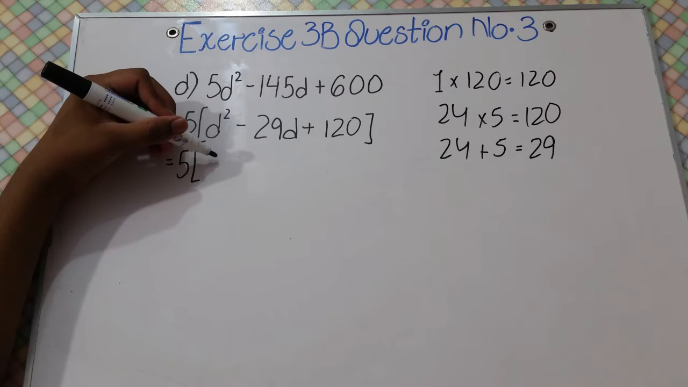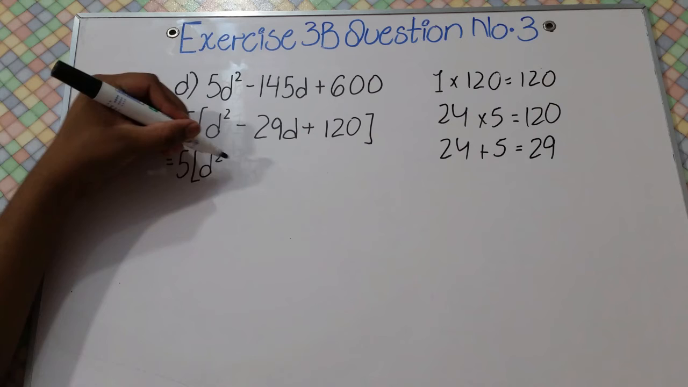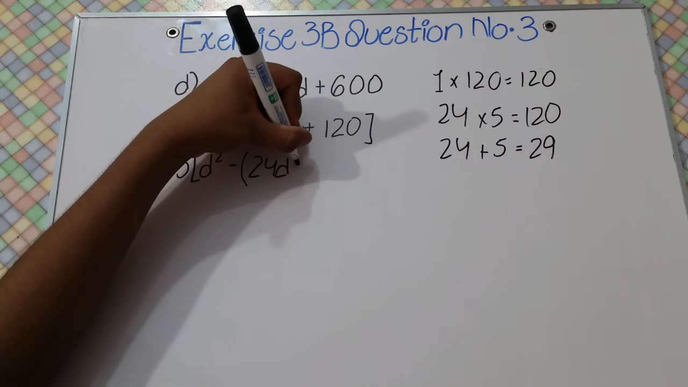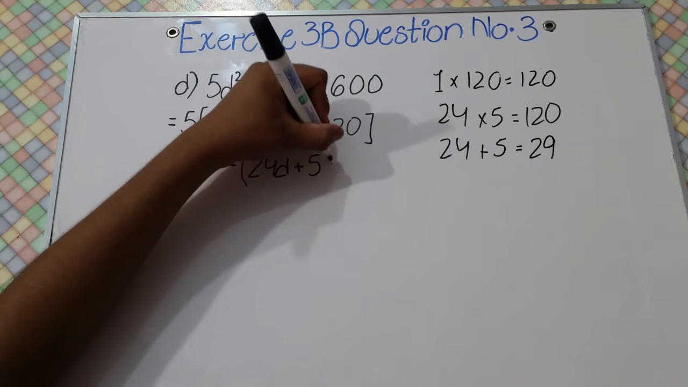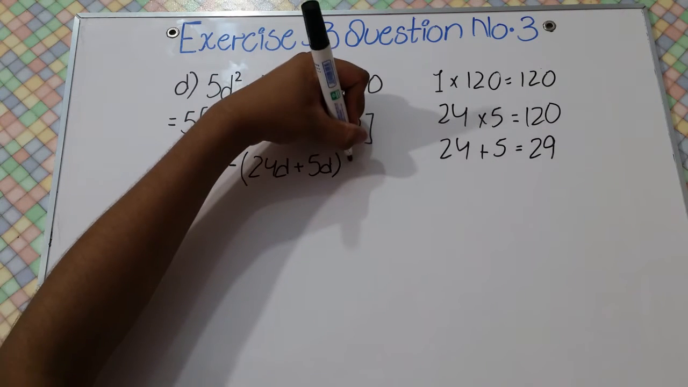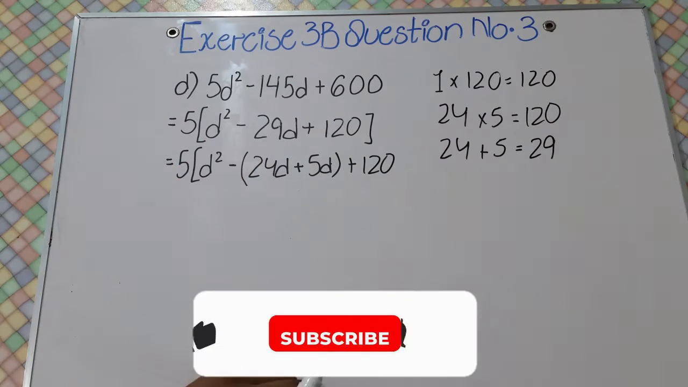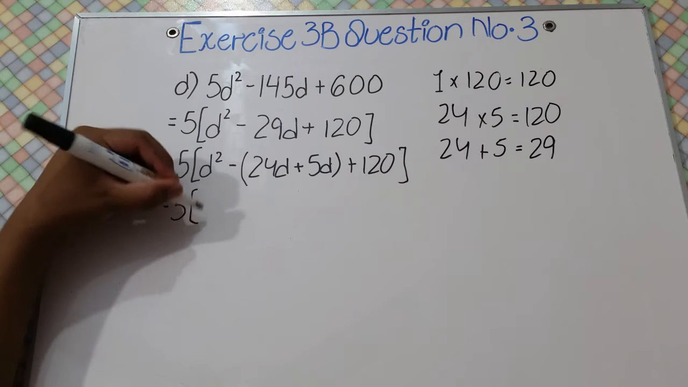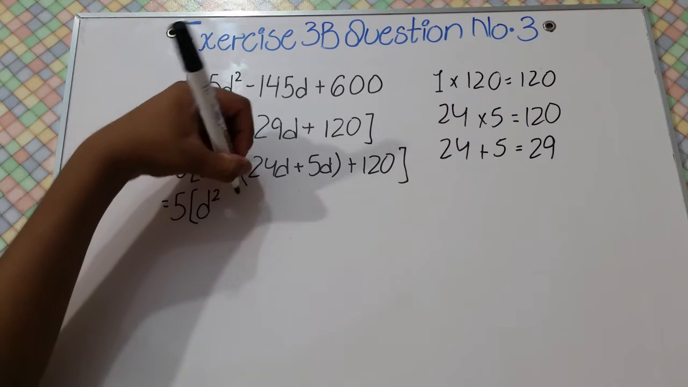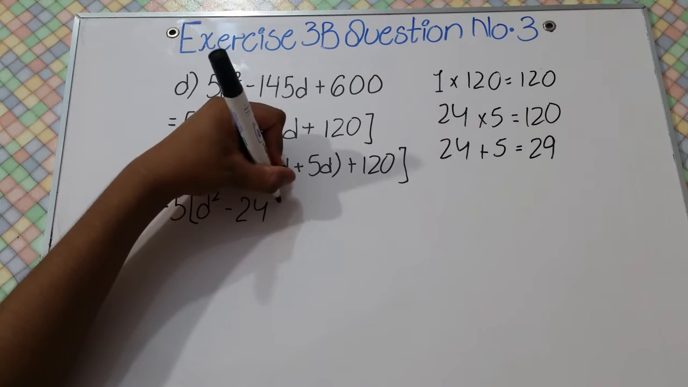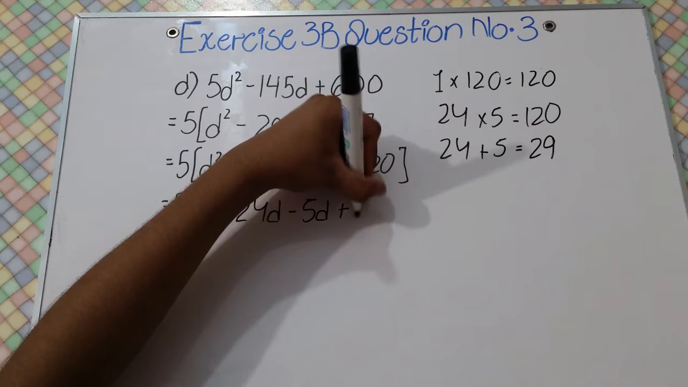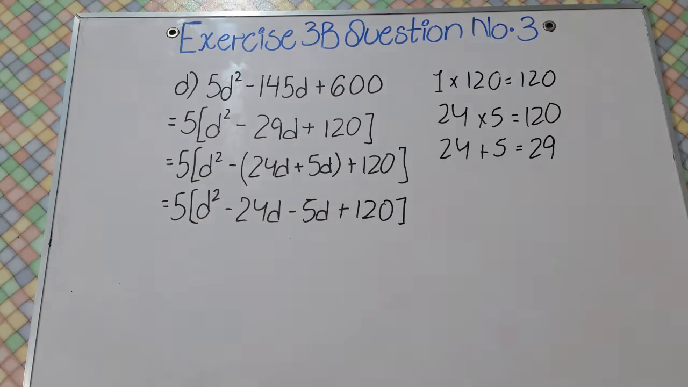So d square minus 24d plus 5d and plus 120, bracket close. So 5 times d square, minus plus is minus 24d, minus plus minus 5d plus 120, bracket close. Now I'm going to make the brackets.